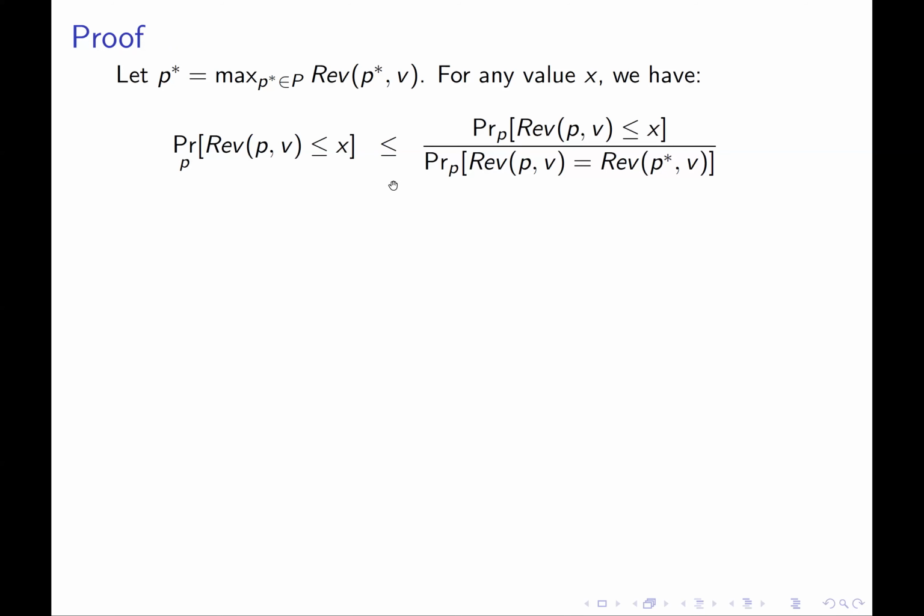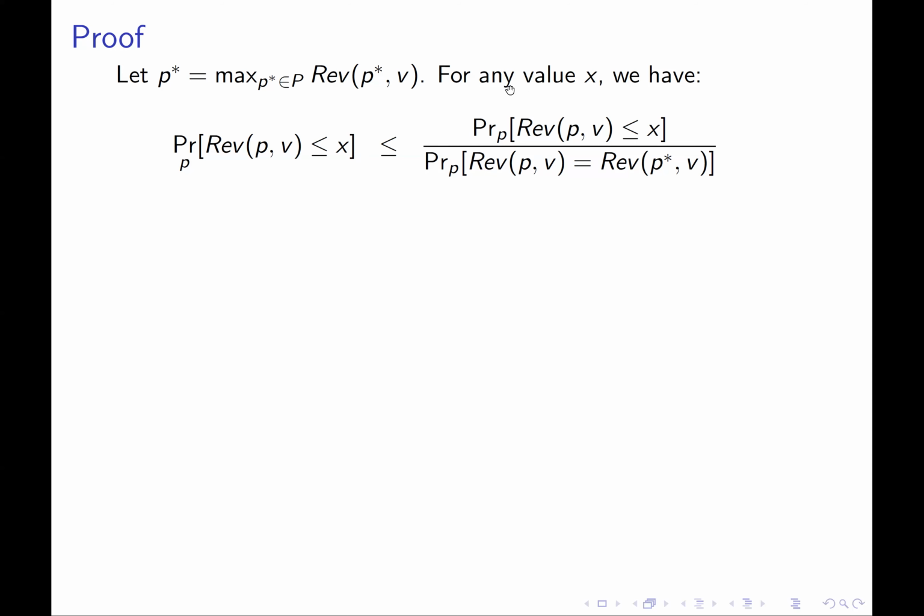I've got this probability, it's some number between 0 and 1. And I'm just saying, okay, well, the probability that I get a bad price is less than the probability that I get a bad price divided by the probability that I get the optimal price. Of course, right? Because the probability that I get the optimal price is also some number between 0 and 1. And so if I take a probability and divide it by another probability, it's only going to get bigger. Okay, but that's all that's being claimed in this first step. The probability that I get a bad price is no more than the ratio of the probability that I get a bad price to the probability that I get the optimal price.